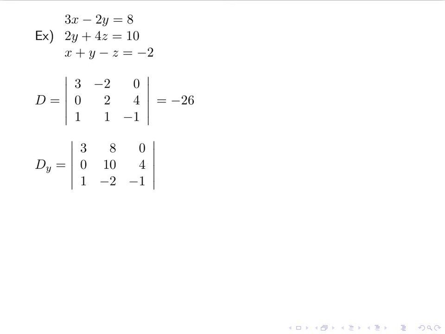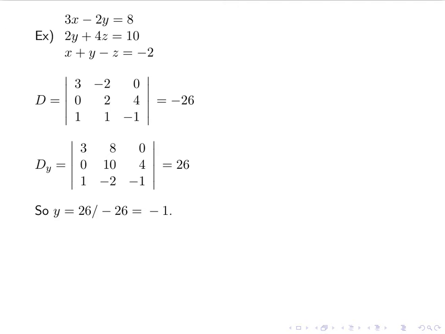Now what I'm going to do next is I'm not going to do d sub x, d sub y, and d sub z. I'm only going to do d sub y, and I'll show you why after we found it. So d sub y, the y column, has been replaced with the right-hand side, that 8, 10, and negative 2. The x and z columns have stayed the same. And if I do it out, I get positive 26. So then y would be 26 over negative 26, which gives us negative 1.